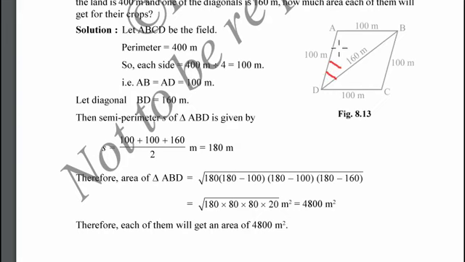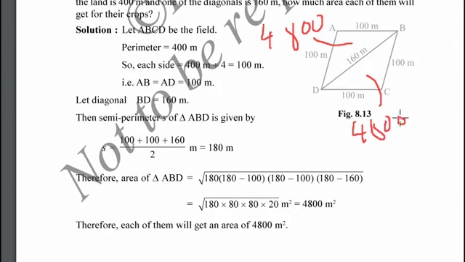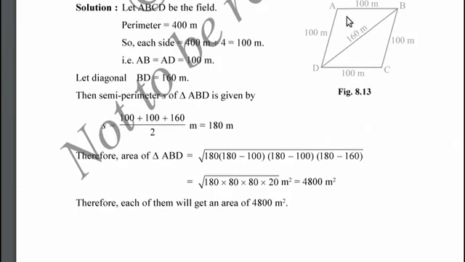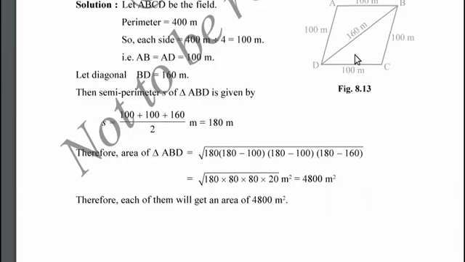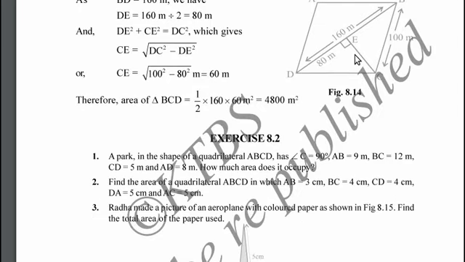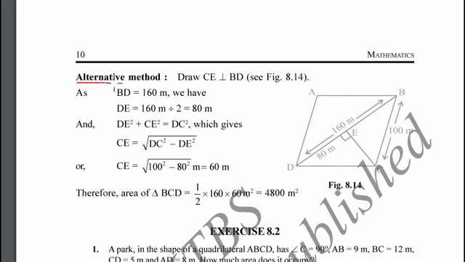So in this area daughter will grow one crop and in this area son will grow the other crop. This area is 4,800 meter square and this area is 4,800 meter square. This is one way of solving the problem. There is one more way of solving the same problem, the alternate method.